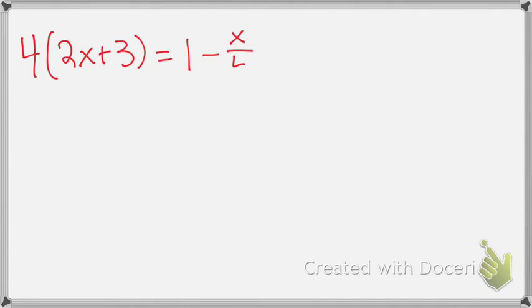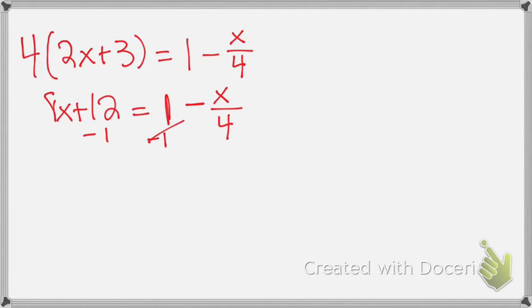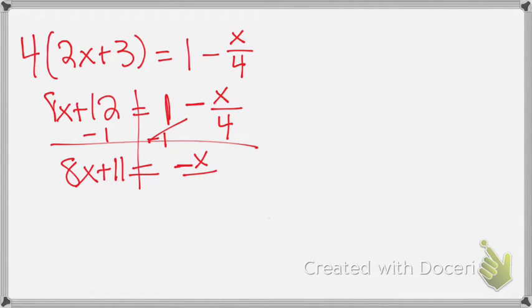All right, and then the last one that we worked before class. First thing, distribute. So we have an 8x plus 12 equals 1 minus x over 4. So since the 1 is positive, we're going to subtract it from both sides. You get 8x plus 11 equals negative x over 4. So to get rid of that negative, I'm going to multiply by a negative 4 on both sides.